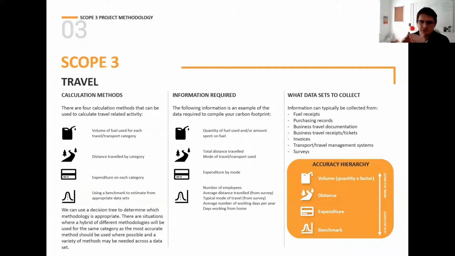In general, with travel, you want fuel if you can get it, in terms of volume. If you can't, distance. If you can't, how much you spent on it. And if you can't do that, how many people traveled, how far, or how many people traveled in general. You get various levels of how good that is. So what you should be looking for internally to compile that is fuel receipts, purchasing records, business travel documents, transport management systems for larger organizations, and so on.